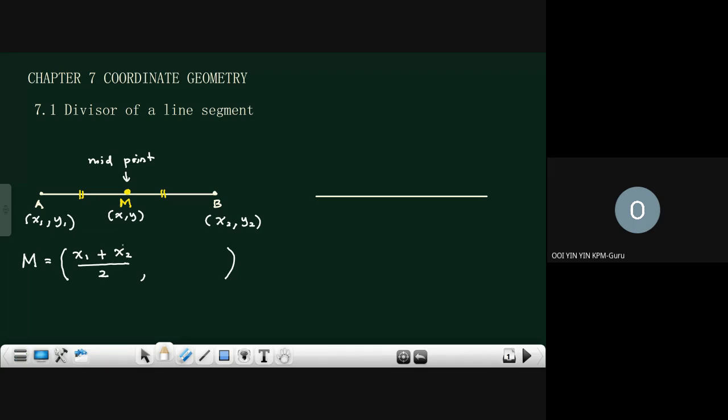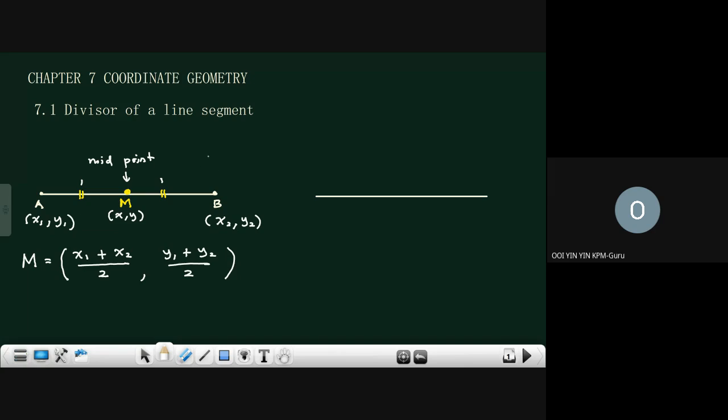Then one more thing: where do these two come from? Can you see that this M divides this AB into two line segments, right? This one is considered one, this one is considered one, then all together here is 2. So that's why it's divided by 2. Okay. And y here also, your y1 from coordinate A plus your y2 from coordinate B, and then divide by 2. Okay. From this formula, you get your coordinate for M. That is your midpoint.